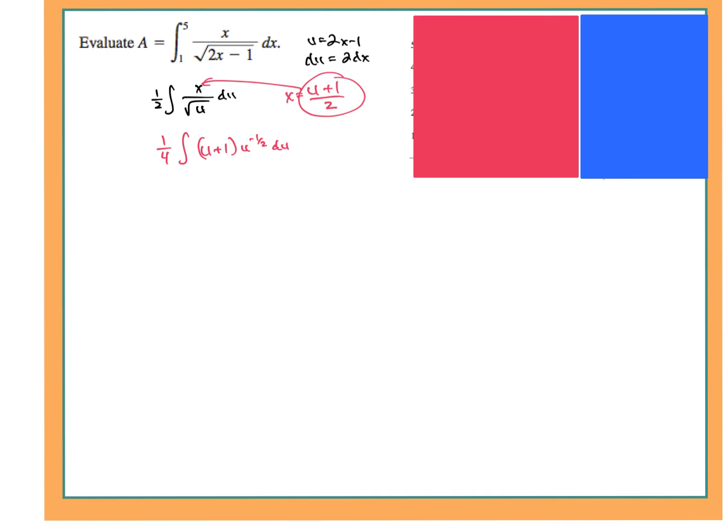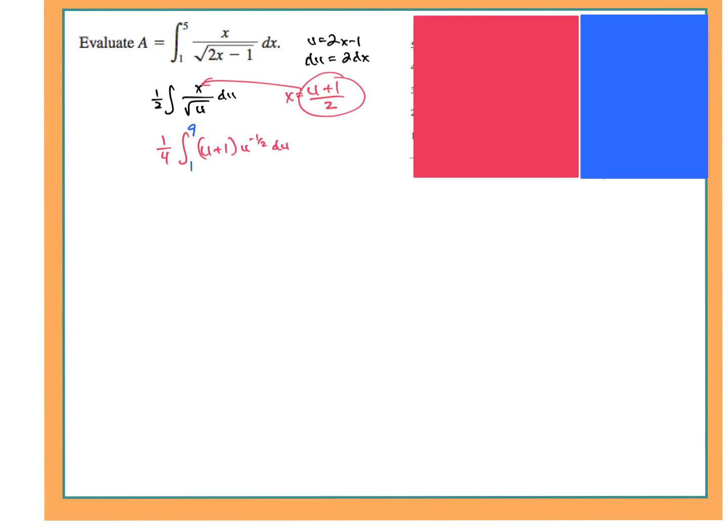Now, this is where I'd like to change my limits right here. My lower limit right now is what? 1. That's in terms of x. So I substitute in 1 right here: 2 times 1 minus 1 is 1. So my lower limit is still 1 in terms of u. What's my new upper limit? My new upper limit is 9.